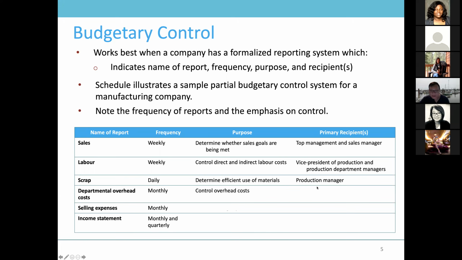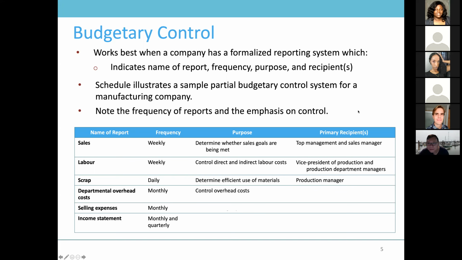Selling expenses. This is monthly. Let's see, Sue? The selling expense, and for primary it'd be the sales manager. Okay, very good. Control selling expenses, sales manager.